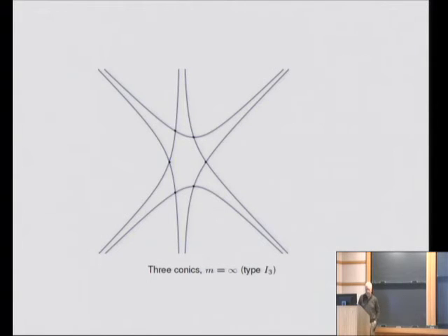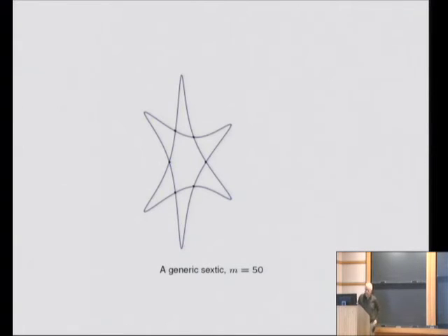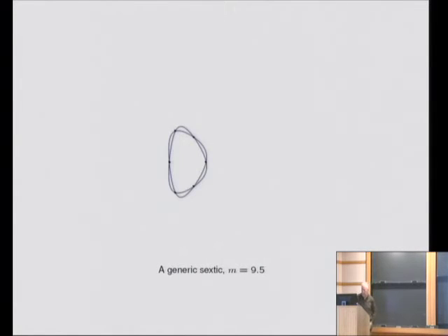So these are those six lines I showed before, and then they become conics. This is a generic sextic with parameter m equal 50. A and k have been chosen in a certain way. So this is two ovals, as you can see. These two ovals then start shrinking, coming together, at m equal 9.5. Next one. There. m equal 9 is a degenerate curve. It's a double curve. It's a sextic, but it's a double cubic.